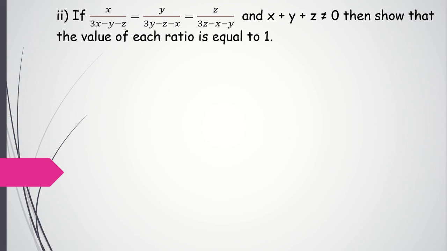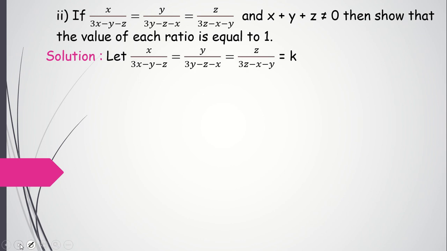If x upon 3x minus y minus z is equal to y upon 3y minus z minus x is equal to z upon 3z minus x minus y, and x plus y plus z is not equal to 0, then show that the value of each ratio is equal to 1. Now here we will just add all the ratios by theorem on equal ratios and see whether the value of each ratio is coming equal to 1. We first assume all the ratios to be equal to k, some constant value k, because they are all equal ratios, right? So they will have some equal value, we assume.